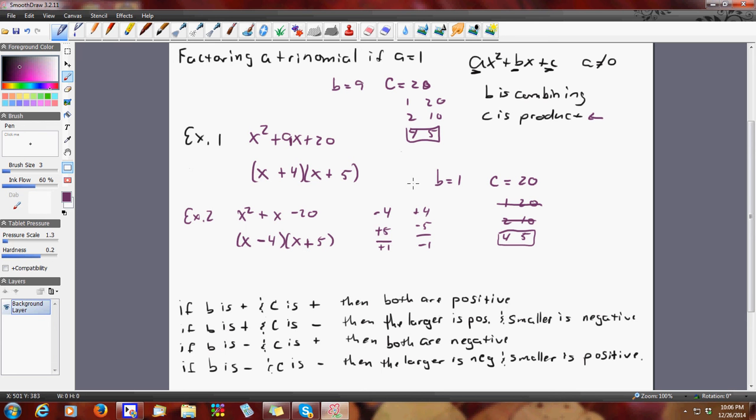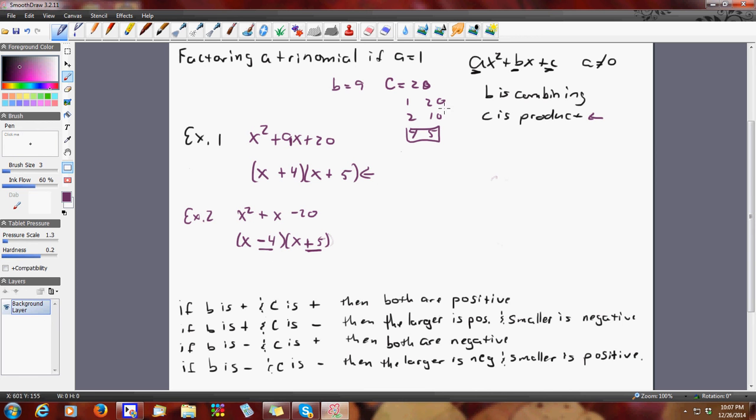And that's it. What I did for you was I made a nice little cheat sheet down here at the bottom. And here's what you can do. You can either memorize this cheat sheet. It says if b is positive and c is positive, then both are positive. Take a look at that example. If b is positive, and it was, and c is negative, then the larger is positive. The larger number ends up being positive. 5 is larger than 4, and the smaller is negative.